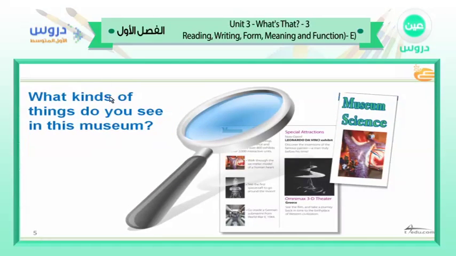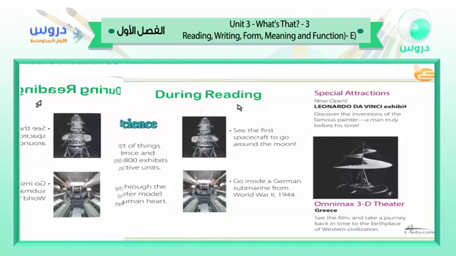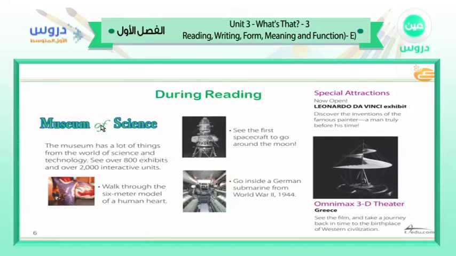Okay, what kinds of things do you see in this museum? Here we have a brochure for the Museum of Science. What kinds of things do you see in this museum? Art things? Art objects? No, they are technology objects. That's great. Here we have technology things in this Museum of Science. Okay, so we will read about this Museum of Science, then discuss some questions about it.